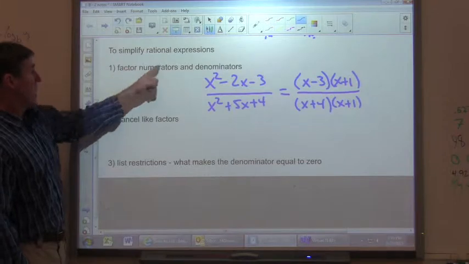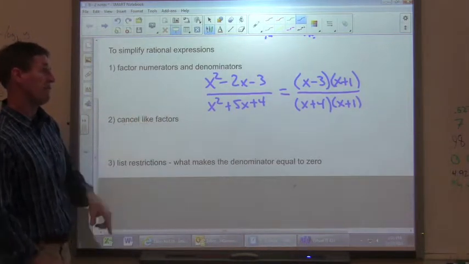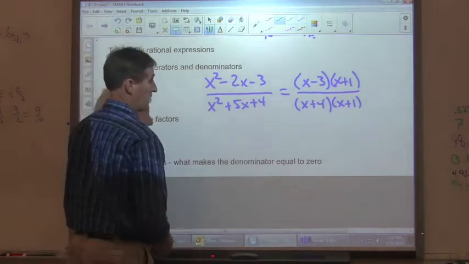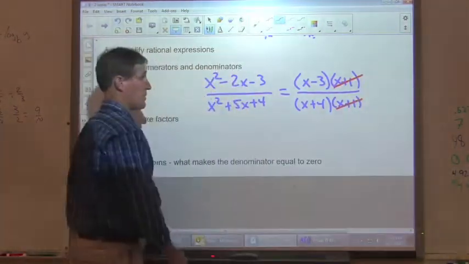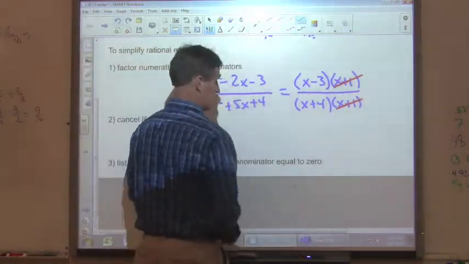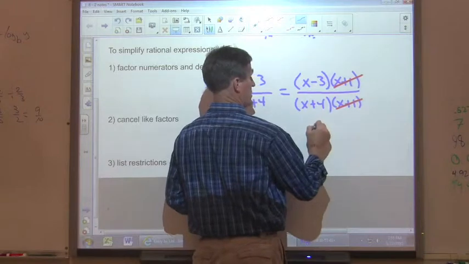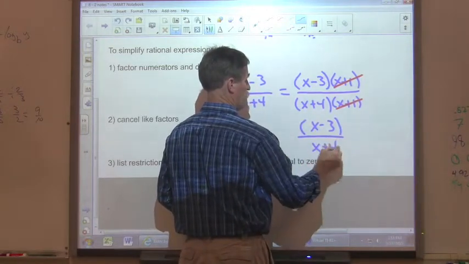So we factored the numerators and denominators. So now we go to the next step. We cancel the like factors. Well, our like factors in this case are the x plus 1 and the x plus 1. And so our answer is x minus 3 over x plus 4.